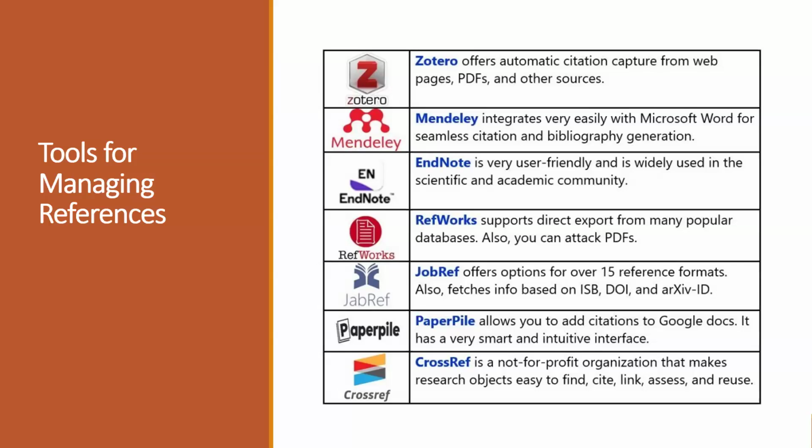Then there is JabRef that offers options for over 15 reference formats. Based on different formats, it will try to write for your systematic review. Then there is Paperpile that allows you to add citations to Google Docs. It has a very smart and intuitive interface. So Crossref is a non-profit organization that makes research objects easy to find, cite, link, access, and reuse. So whichever you find easy, you can start practicing with when you write your systematic review.